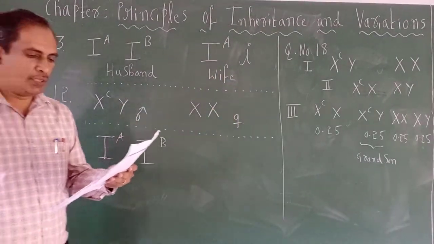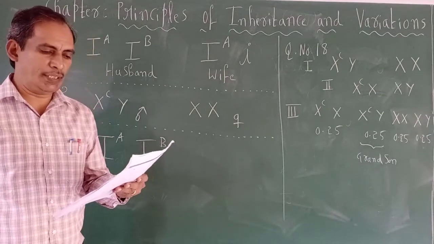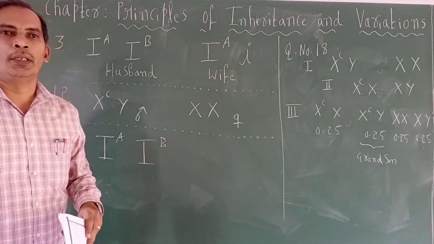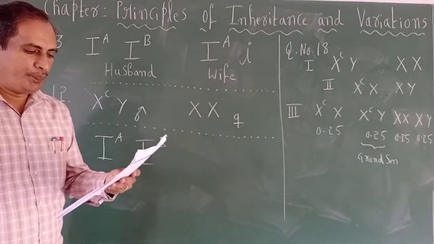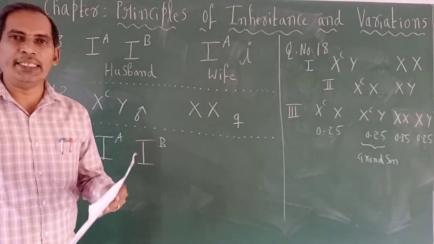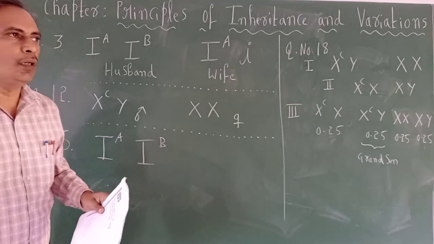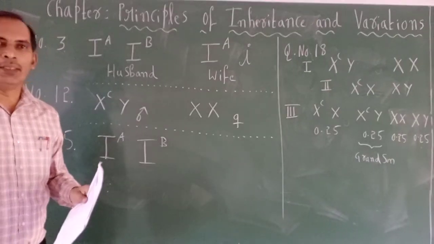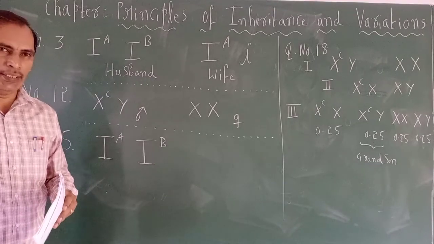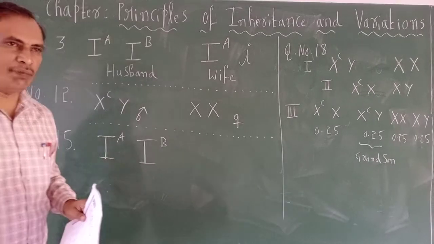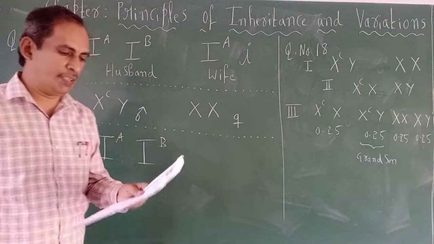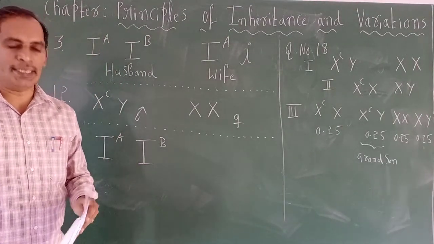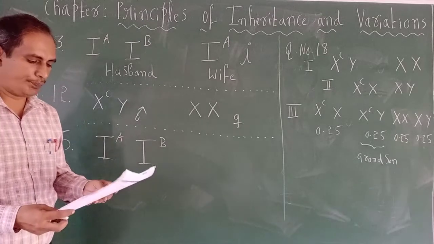Which one from those given below is the period of Mendel's hybridization experiments? The correct option is A, 1856 to 1863. Mendel from the 19th century did experiments on pea plants for a long period of 7 years, that is from 1856 to 1863. So the correct option is A. Let us move on to the next question.